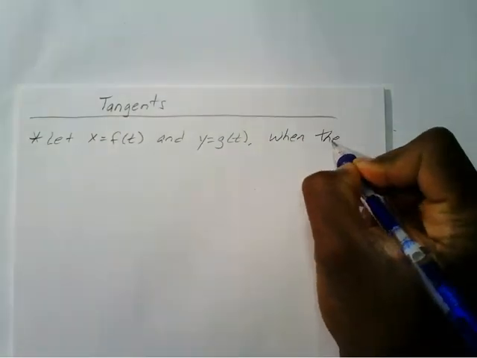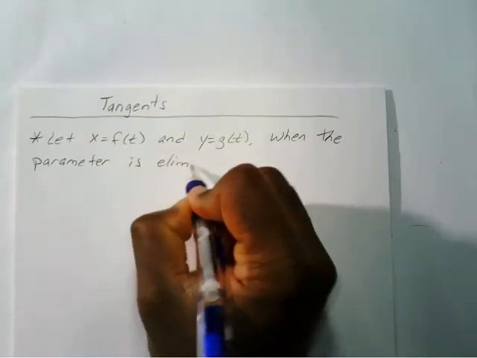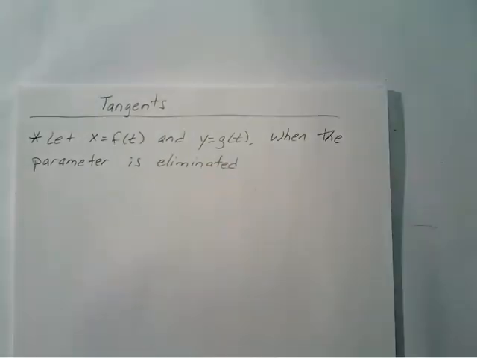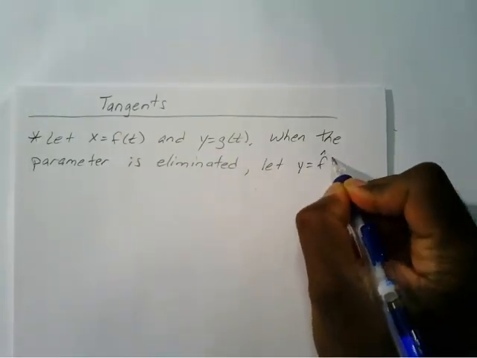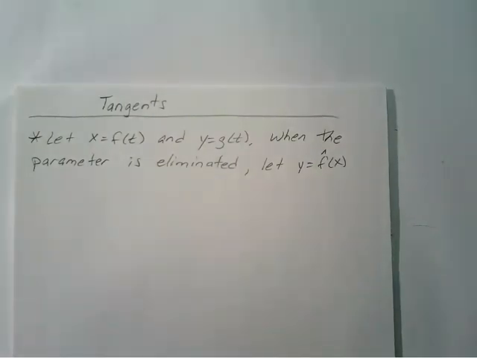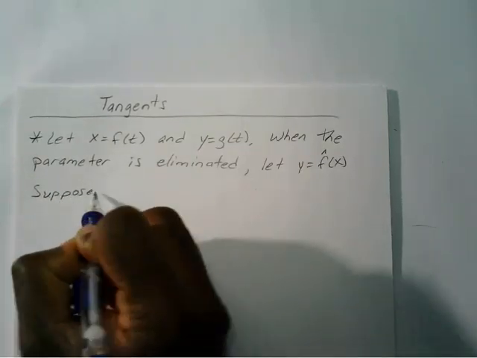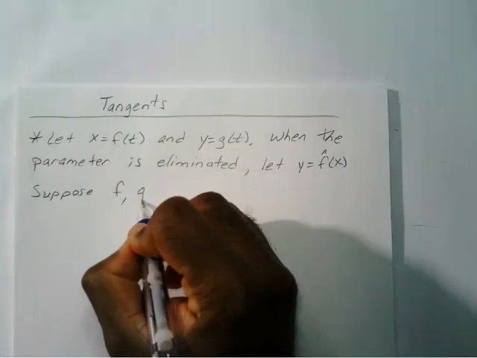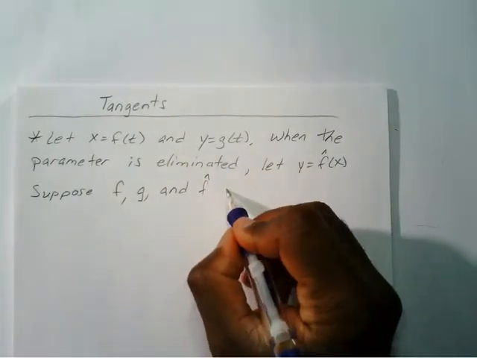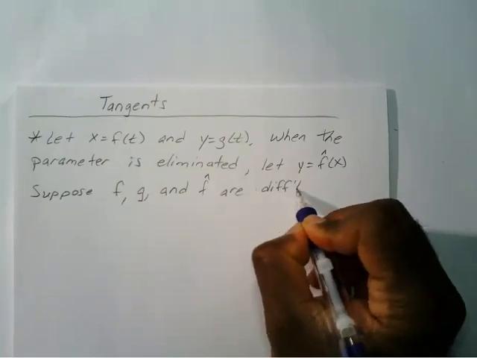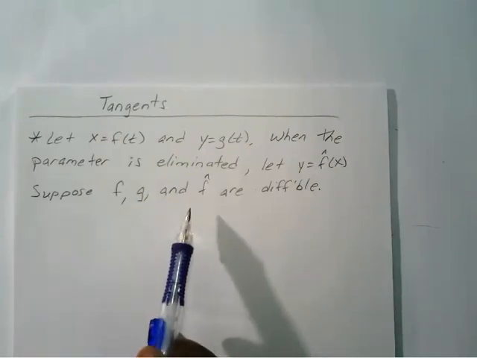So when the parameter is eliminated, we get rid of the t variable. Basically we're left with y equals some function of x, which we'll call f hat of x. Now that we have those, suppose that the functions f, g, and our eliminated-parameter function f hat are differentiable. Then we can find the tangent line at a point on that curve.